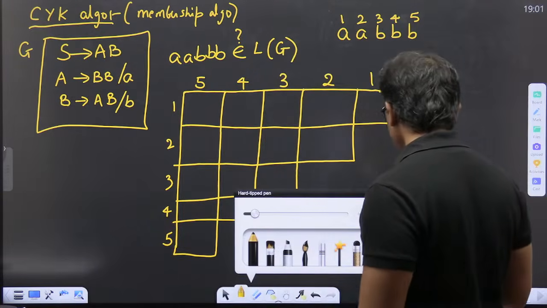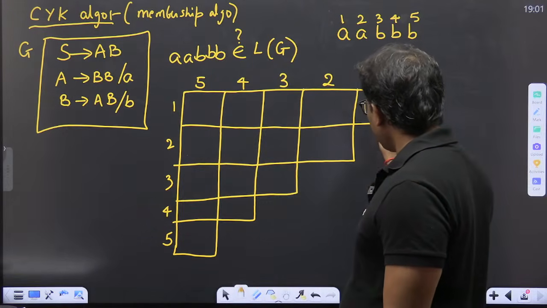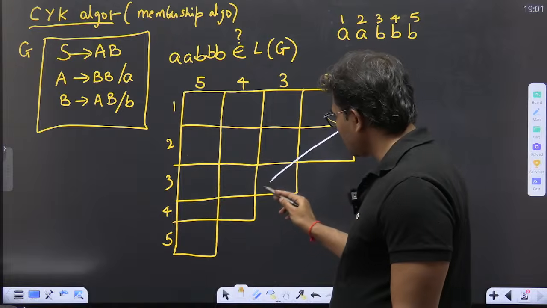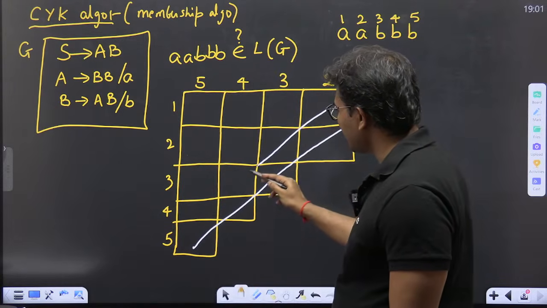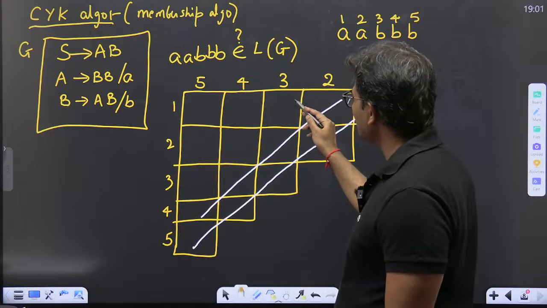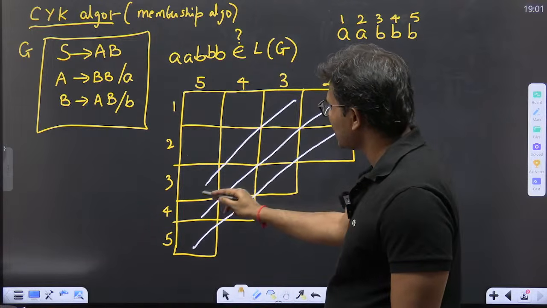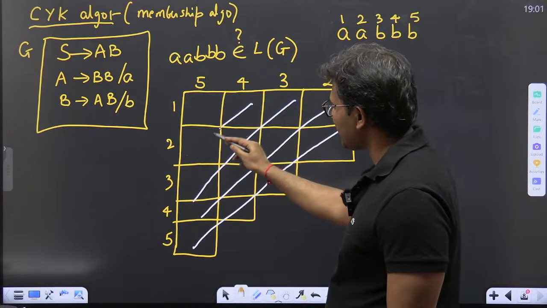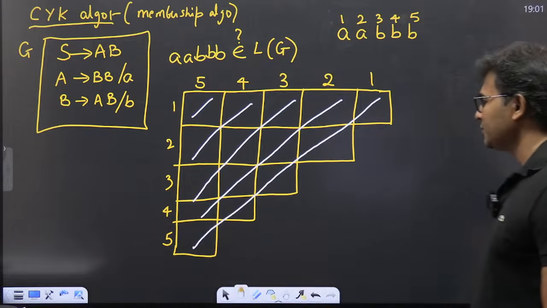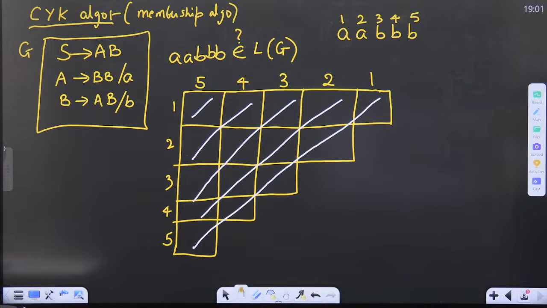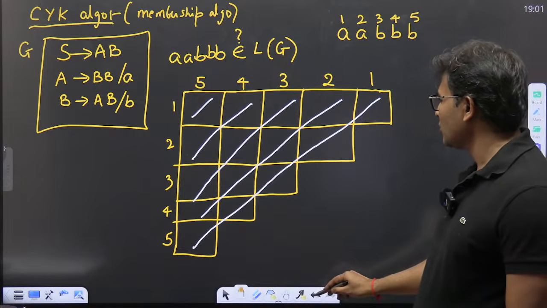You are supposed to fill this table diagonal by diagonal, which means you fill this diagonal first, and then this diagonal next, and then this diagonal next, and then this diagonal, and then this final diagonal. Right? So let's do it.